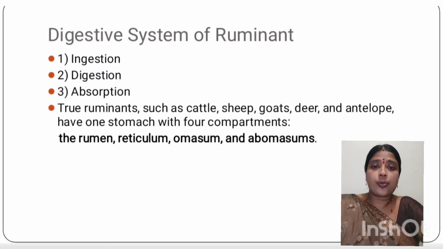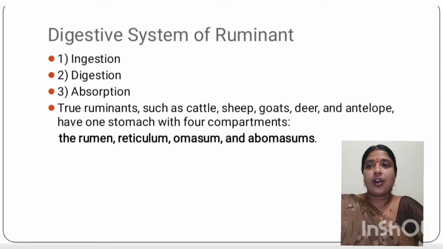Actual ruminants, like cattle, sheep, goats and deer, have four compartments in their stomach. Their stomach is divided into four compartments. Those compartments are rumen, reticulum, omasum, and abomasum. These are the four compartments into which the stomach of the ruminant is divided.